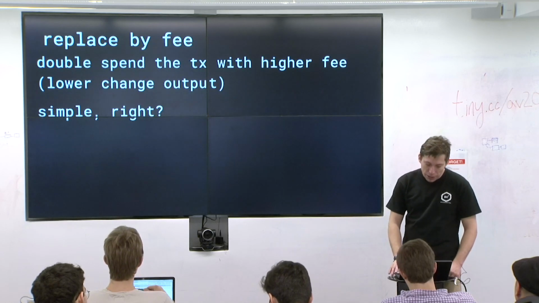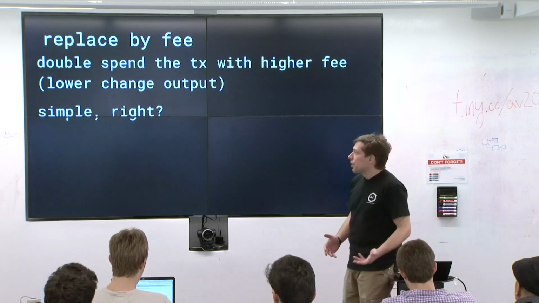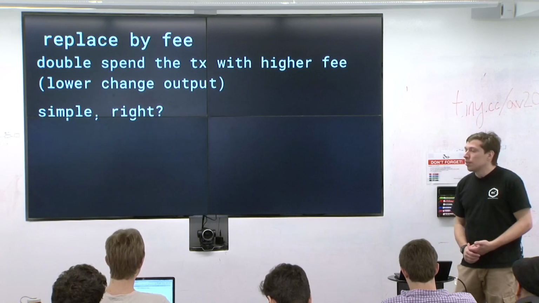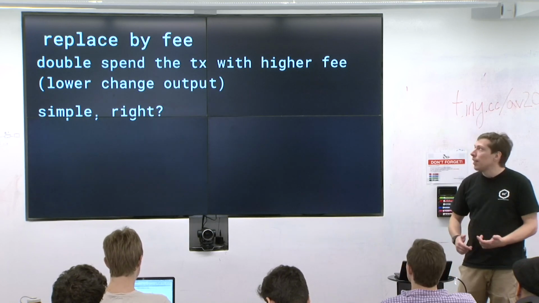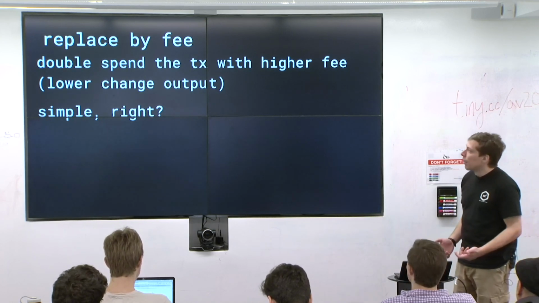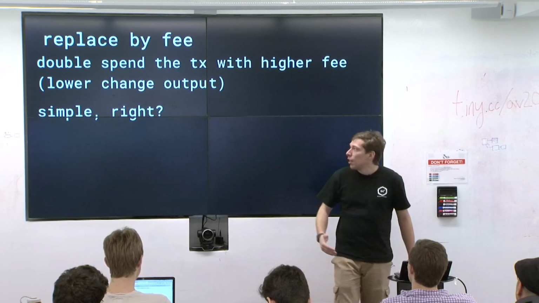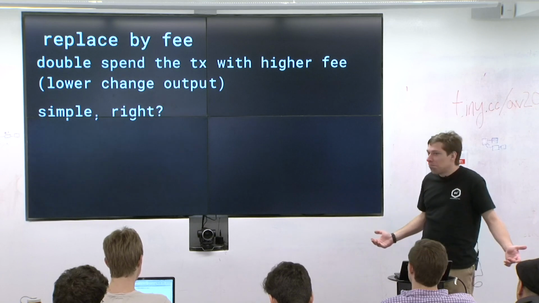Okay, so another way, which seems obvious: why don't I just double spend it? I made a transaction with a low fee. Why doesn't my wallet just say, look, I'm going to replace that transaction with one with a higher fee, and I just decrease the change output amount? That's simple, right?